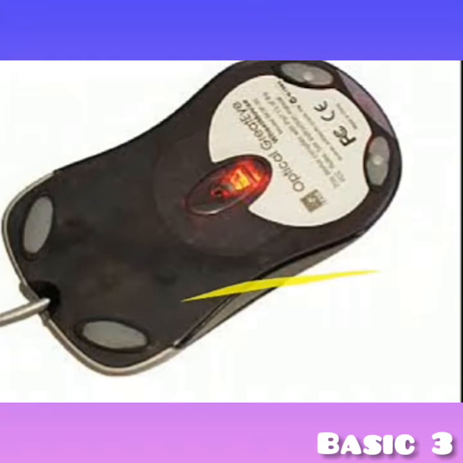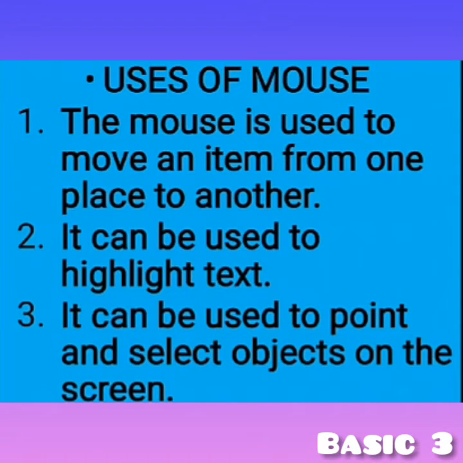Now let's look at the uses of the mouse. What we use the mouse to do. Number one, the mouse is used to move an item from one place to another. How can this be done? It can be done by pointing at the item you wish to move and click. After clicking, you hold the mouse and move the pointer to where you want to move the item to. Then you release the mouse button to drop the item in the place.